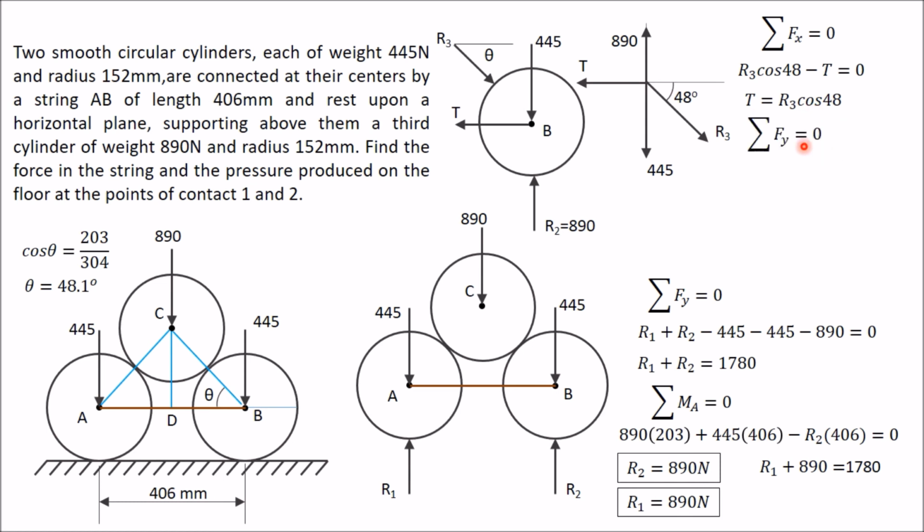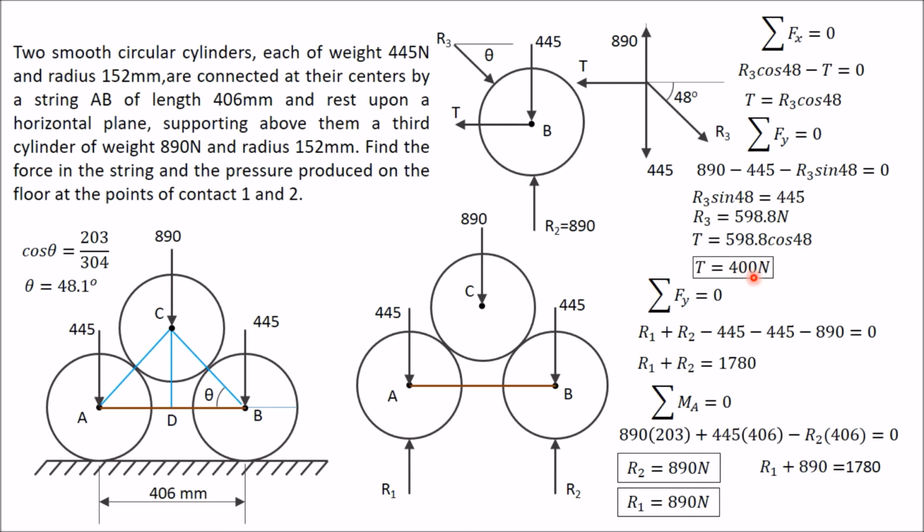Next, apply sigma Fy equal to 0. So this is positive 890, and then these two are negative 445, and the component of R3 along the y direction. This angle is given, so this will be the sine component. So you have to write 890 positive, 445 negative, minus R3 sine 48. When you solve this equation, you get R3 equal to 598.8 Newton. Now put this value of R3 in the equation T is equal to R3 cos 48. So 598.8 cos 48. If you solve this, you will get tension as 400 Newton approximately.